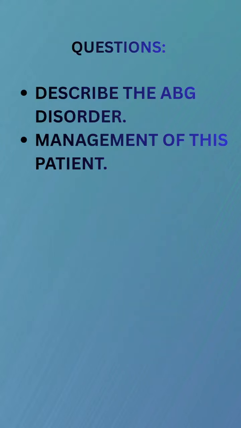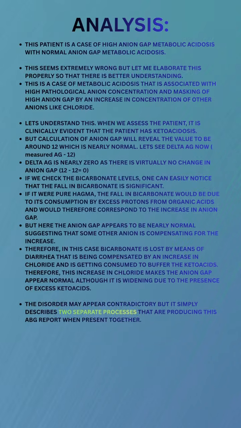Okay, so let's describe the ABG disorder and the management of this patient. So this patient is a case of high anion gap metabolic acidosis with normal anion gap metabolic acidosis. Now this may seem extremely wrong, but let me elaborate this in a proper way. So this is a case of metabolic acidosis that is associated with high pathological anion concentration and masking of the gap by an increase in concentration of another anion like chloride.